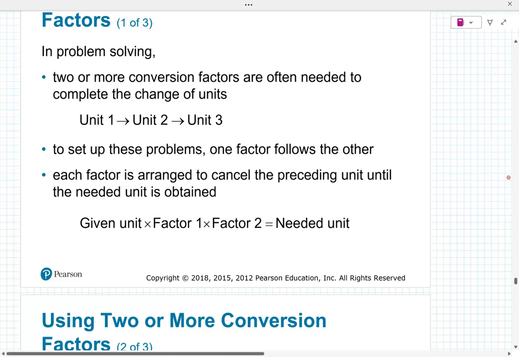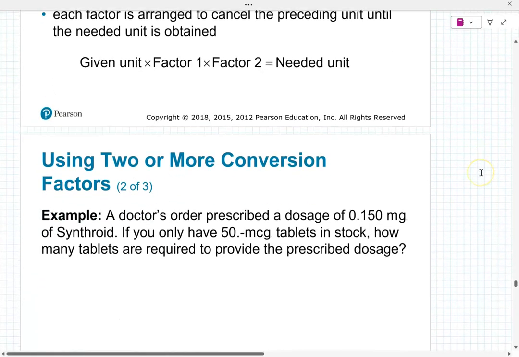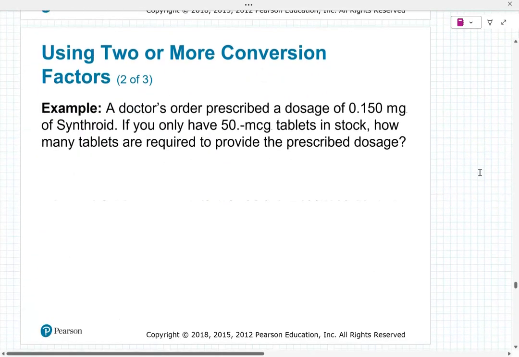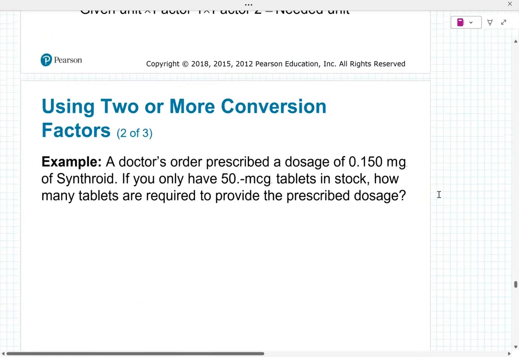Now, what if we have to go through multiple steps? There are two ways to skin that cat. One is to do it in one long row. You can do it totally fine. Another one is to do it step by step, whatever you prefer. Okay? The point is, you will need to use individual conversion factors to go from one unit to another. So, let's solve this example. Okay?